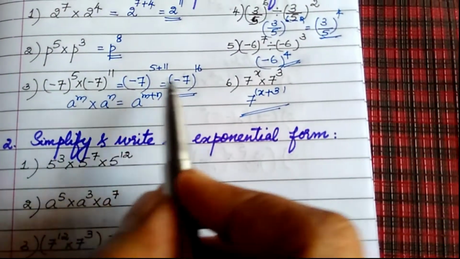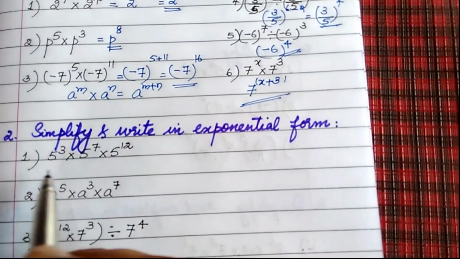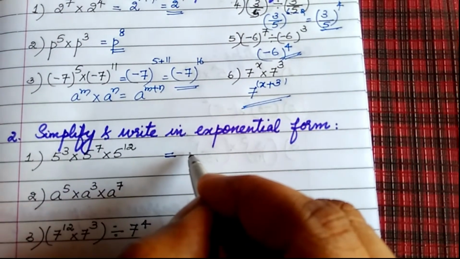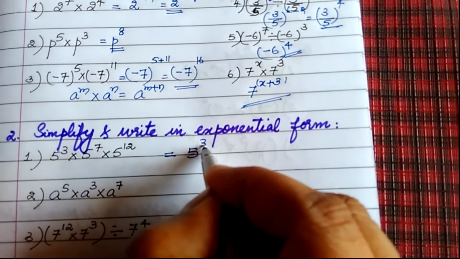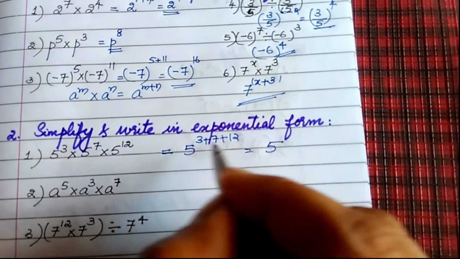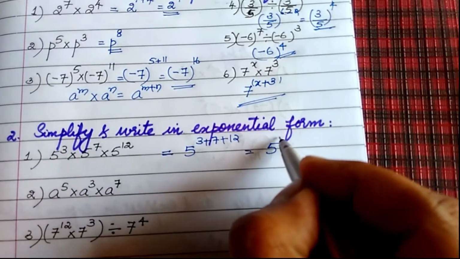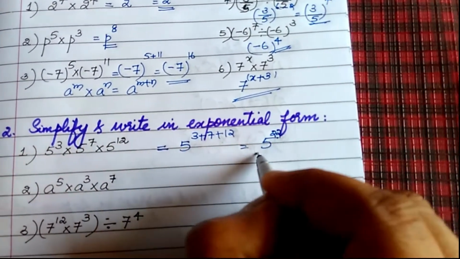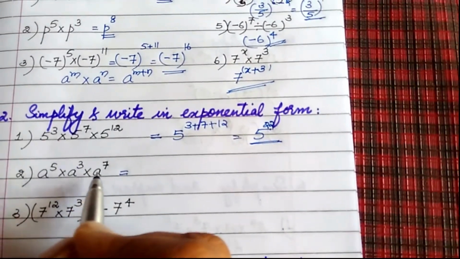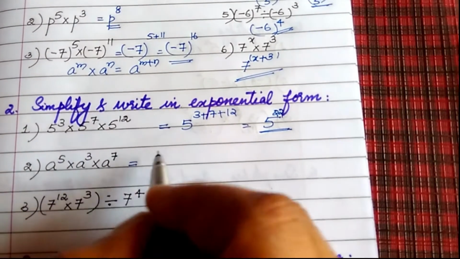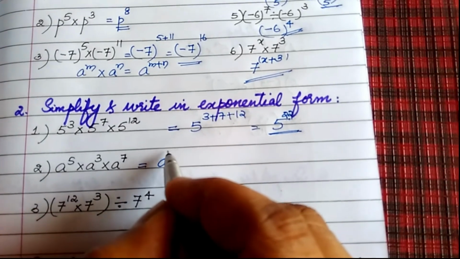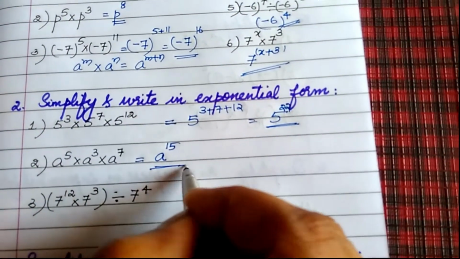Here in the first exercise we were given 2 and in the second one it is 3 or more. So again the rules are same. It is 5 to the power 3 plus 7 plus 12. What is it? 3 plus 7 is 10, 10 plus 12 is 22. So 5 to the power 22. Here a to the power 5 into a to the power 3 into a to the power 7. You will add up the powers. So 7 plus 3, 10, 10 plus 5 is 15, a to the power 15.